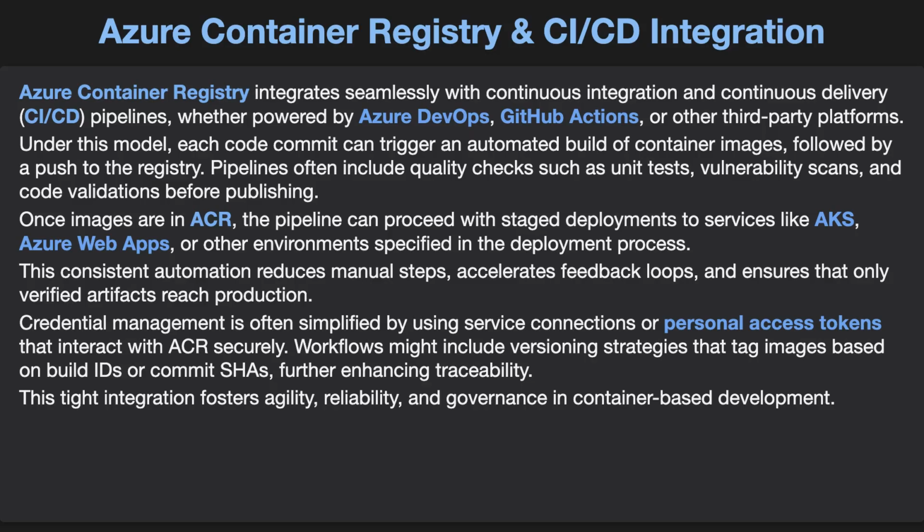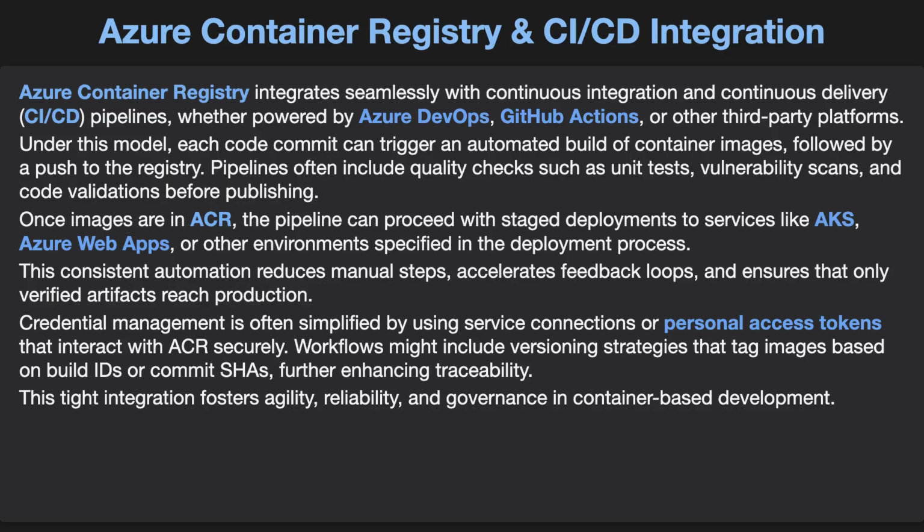Azure Container Registry integrates seamlessly with continuous integration and continuous delivery (CI/CD) pipelines, whether powered by Azure DevOps, GitHub Actions, or other third-party platforms. Under this model, each code commit can trigger an automated build of container images, followed by a push to the registry. Pipelines often include quality checks such as unit tests, vulnerability scans, and code validations before publishing.